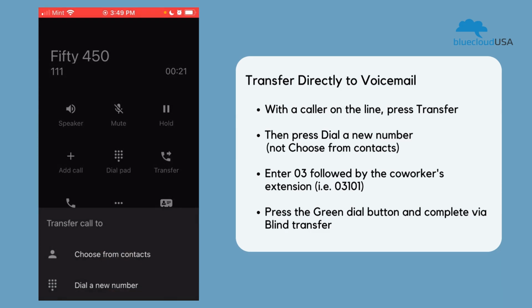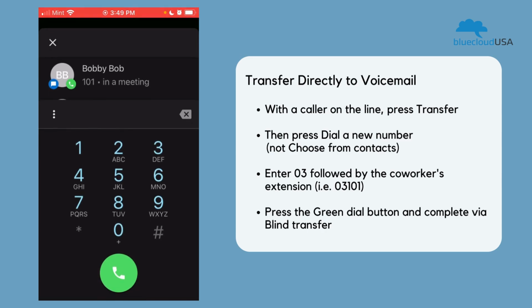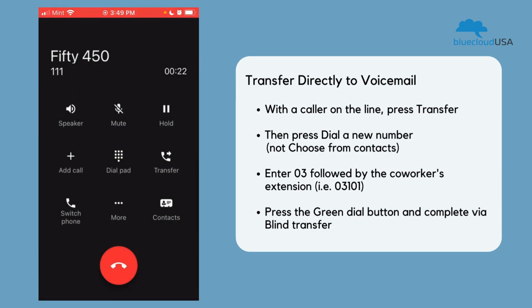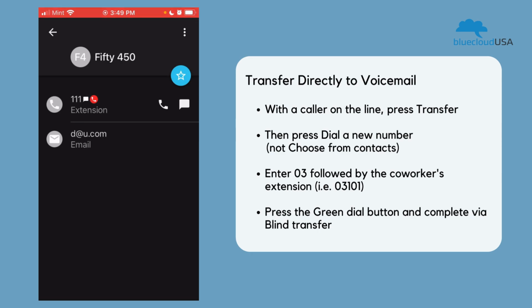But for this one, we're going to press dial a new number. And we're going to type in 03 before our coworker's extension. So I want this to go to mailbox 101, so I'll type in 101 next. 03 is the short code for transferred directly to mailbox, and then whose mailbox is going to be 101. Once we press the green button, we'll complete this via blind transfer. And now this caller is sent directly to our coworker's mailbox, and they are leaving a message.